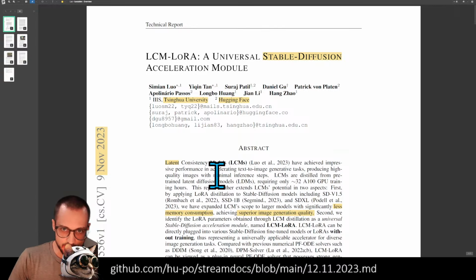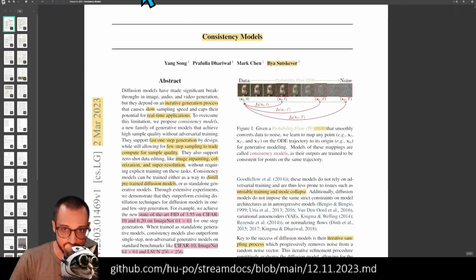Producing high-quality images with minimal inference steps. And this part is key here, right? Because the way that diffusion models work is they require multiple inference steps. An inference step is basically one feed forward through the GPU, right? So every time you evaluate something, you're performing inference. That's when you're actually using the neural network.